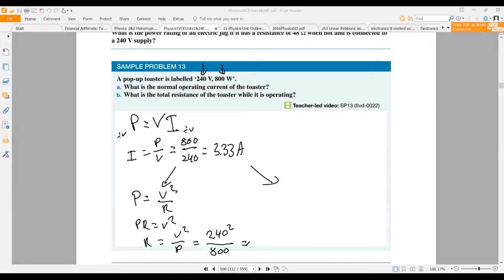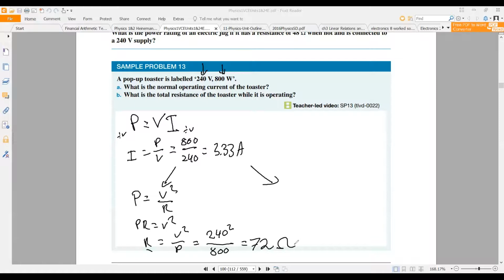That's going to give us 240 squared divided by 800. It's kind of weird that there haven't been any I squared R questions, but that's okay. 72. Normally, if I had planned this better, I would have given you an I squared R question. 72, we're finding resistance, so that means this is ohms. That's one way to do the answer.